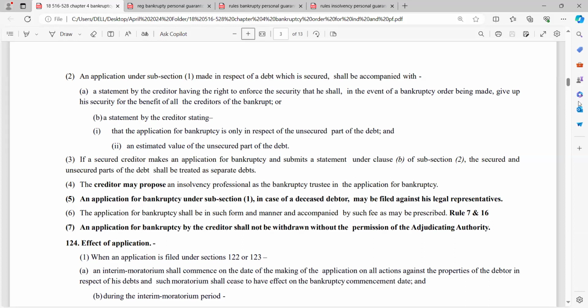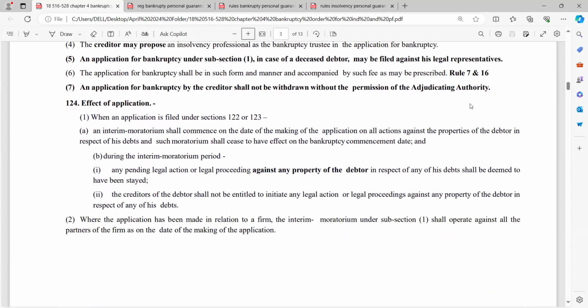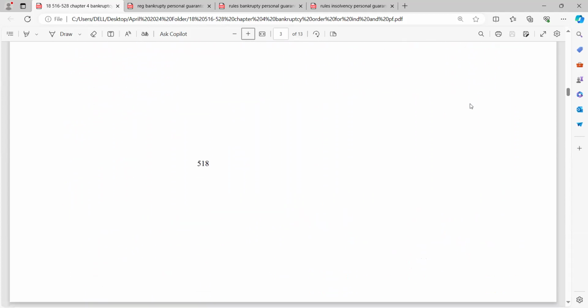Now it is clearly saying, in the event of a bankruptcy order being made. So what is this bankruptcy order being made? That means the application being admitted. So once an application is admitted for bankruptcy, it is just like section 33(5) and 52. So 124 is clear now.